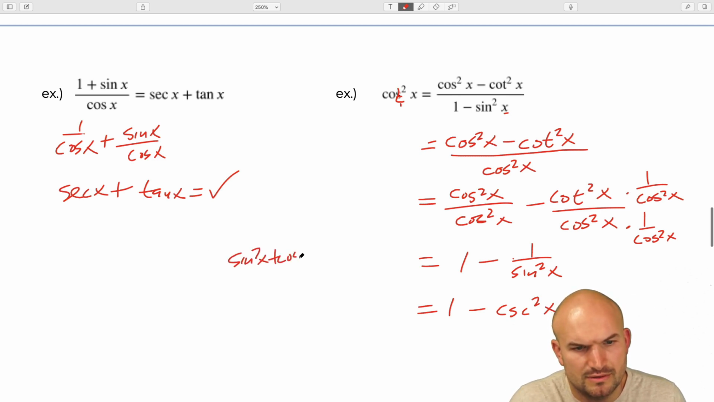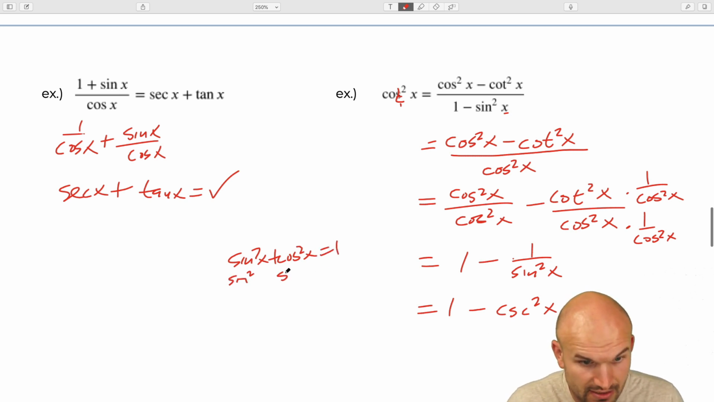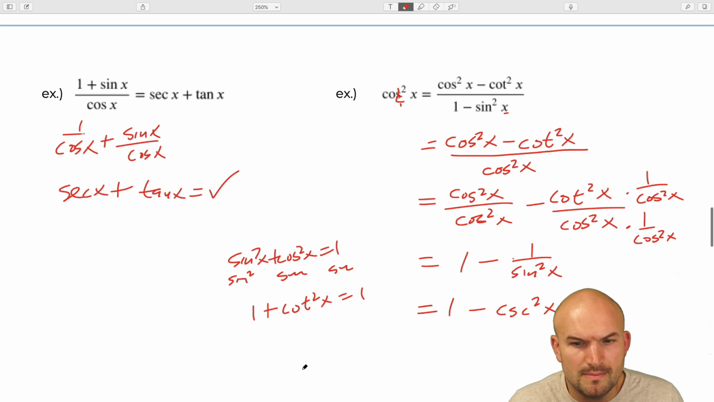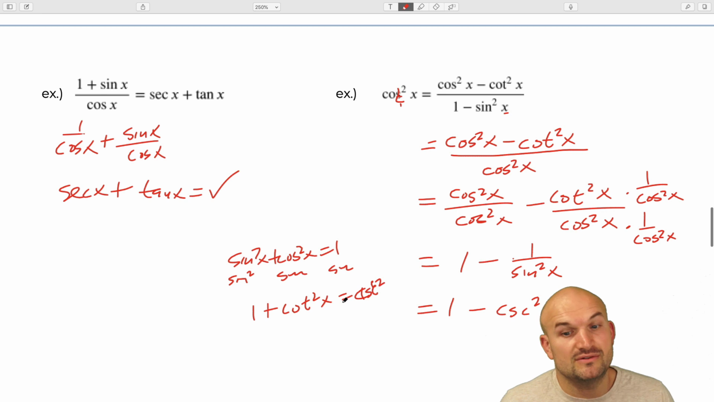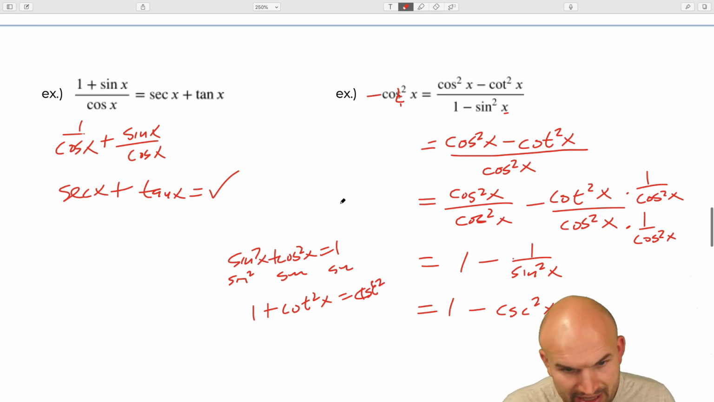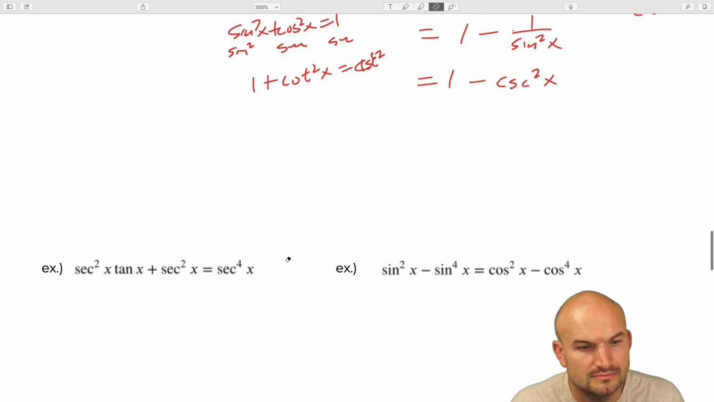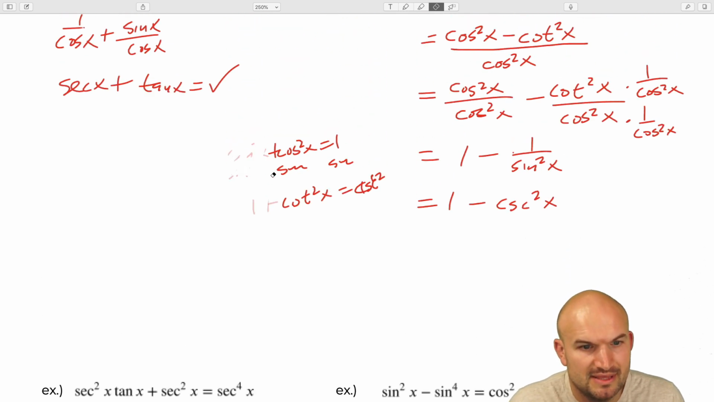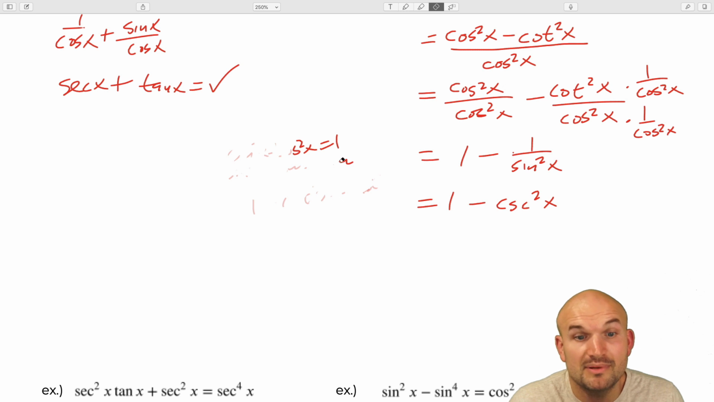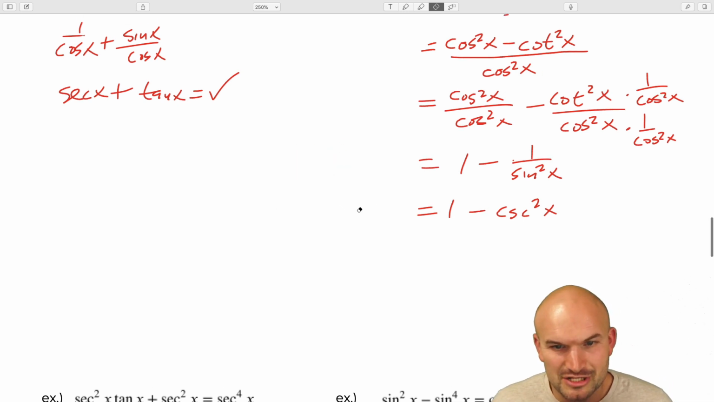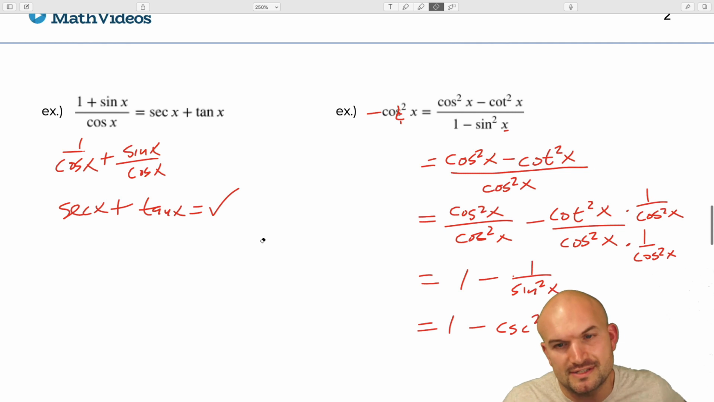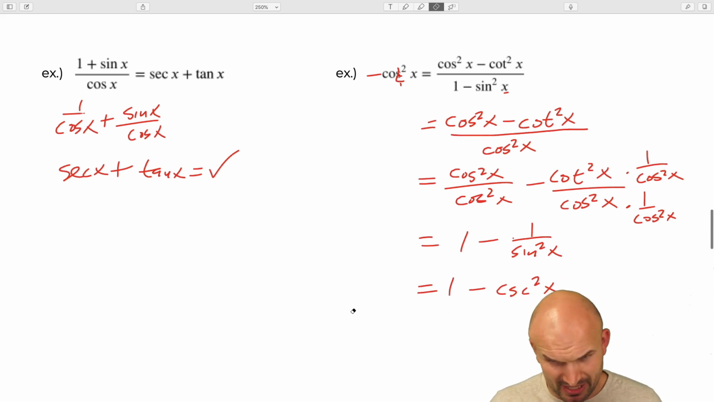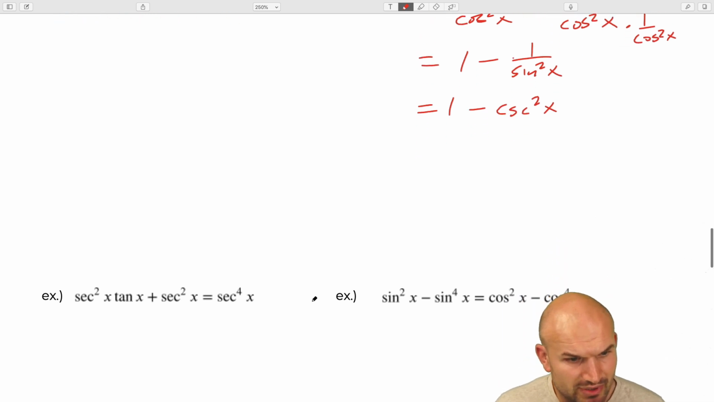Sine squared of x plus cosine squared of x equals 1. And if you divide by sine squared, that's 1 plus cotangent squared of x equals cosecant squared. So that equals a negative cotangent of x. There you go. That's supposed to be a negative cotangent squared of x. I made a mistake typing that in, but that's okay. We will move on from there. Sorry about that. Unless I made a mistake, but I don't think I did. I did catch some other mistakes when I was writing those in.